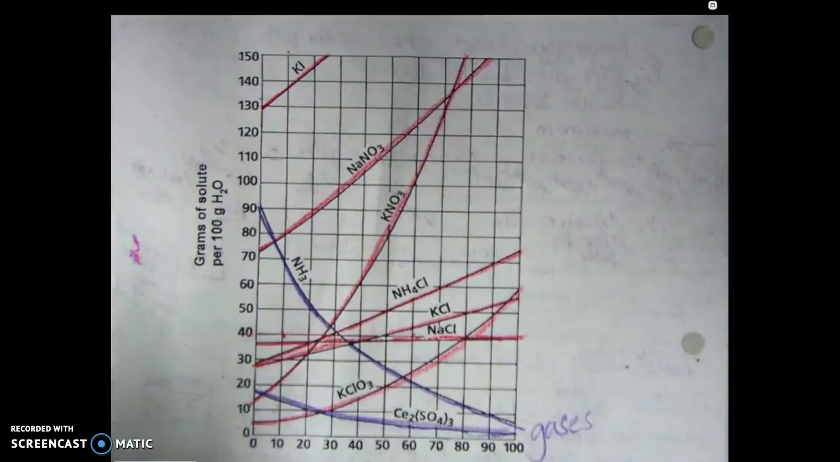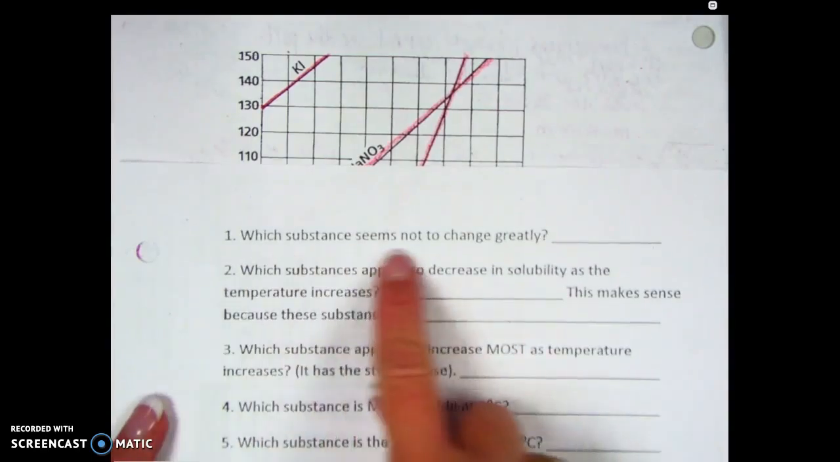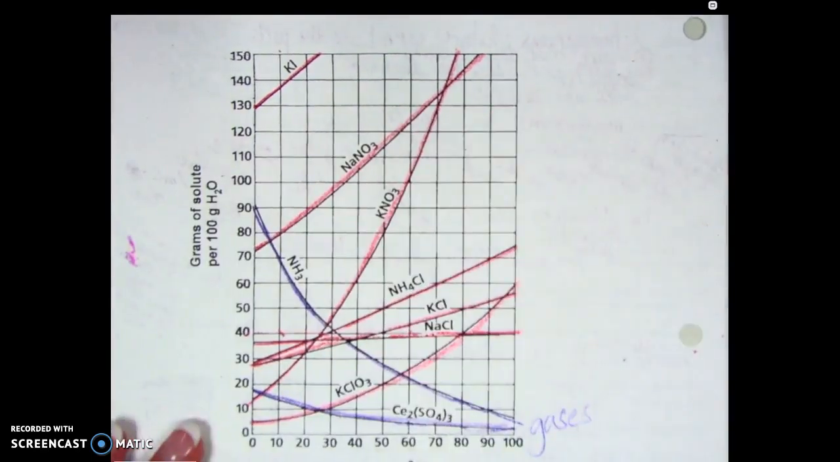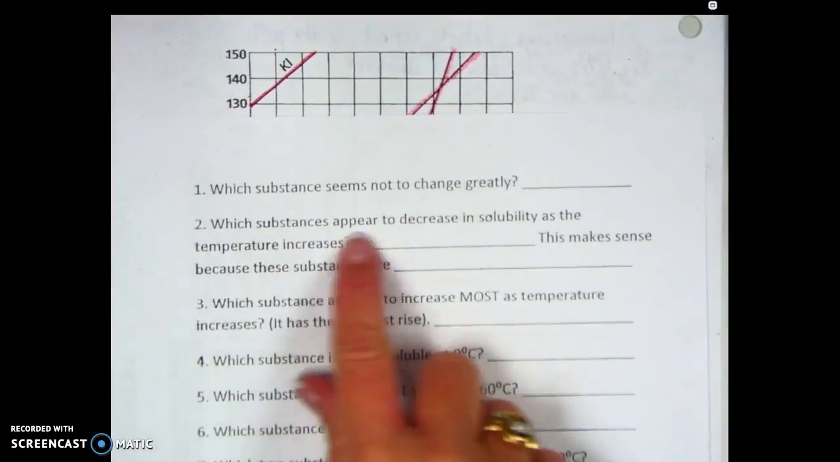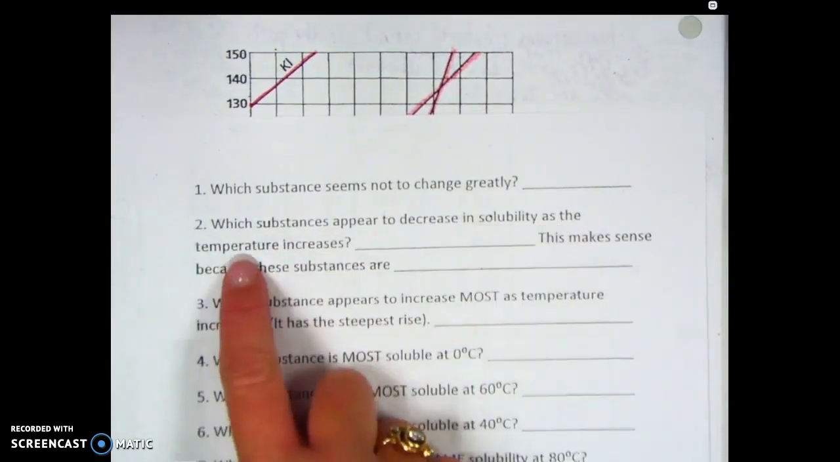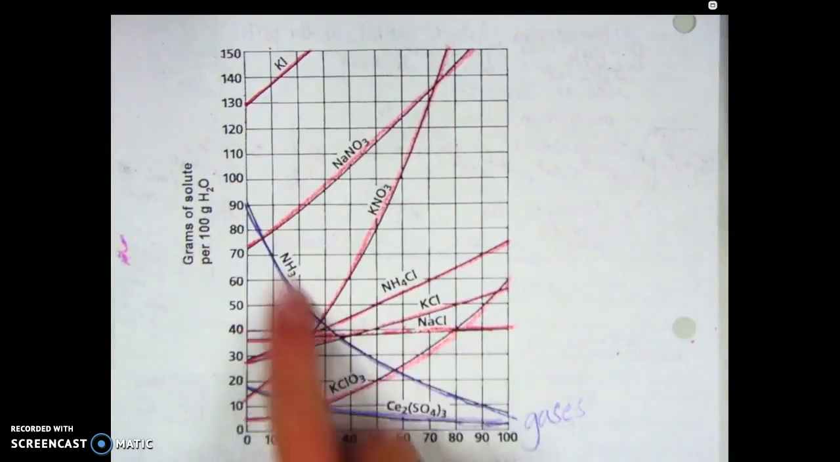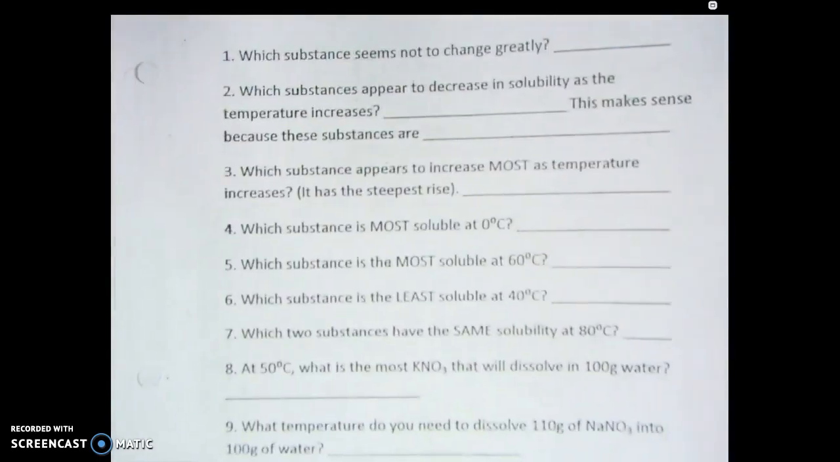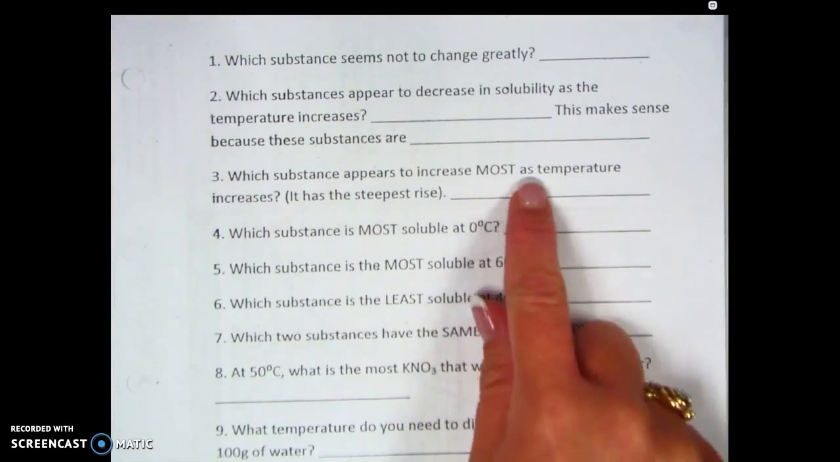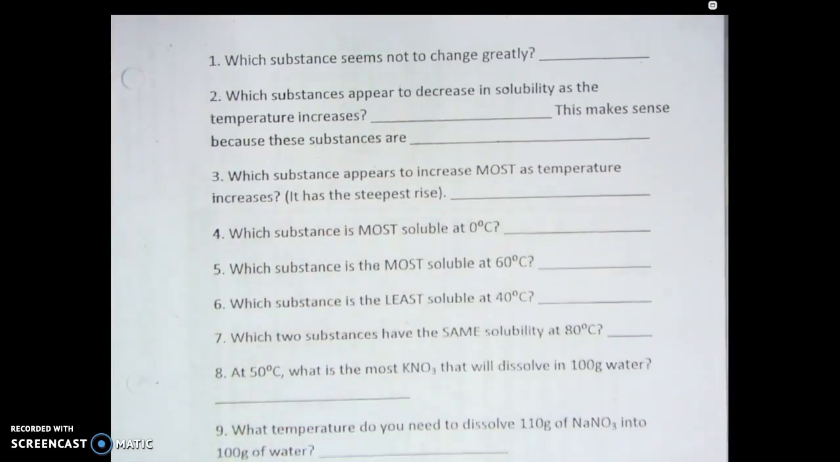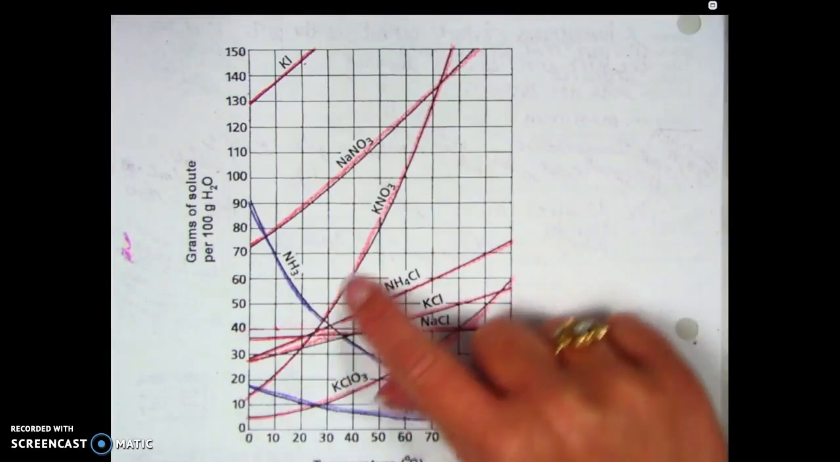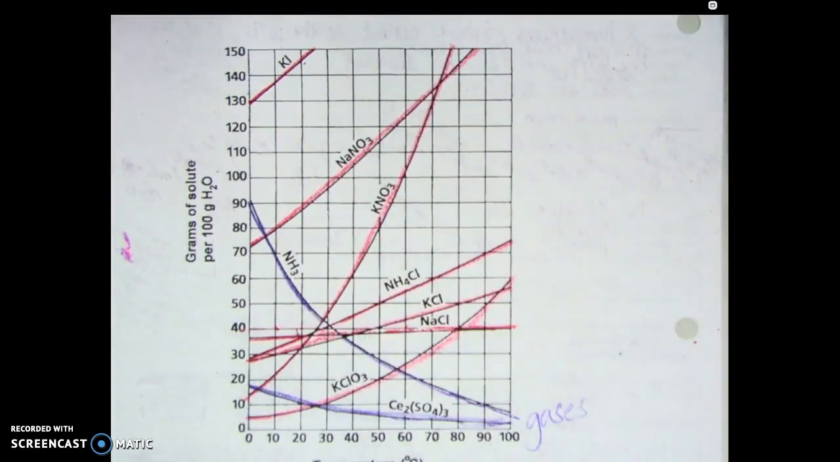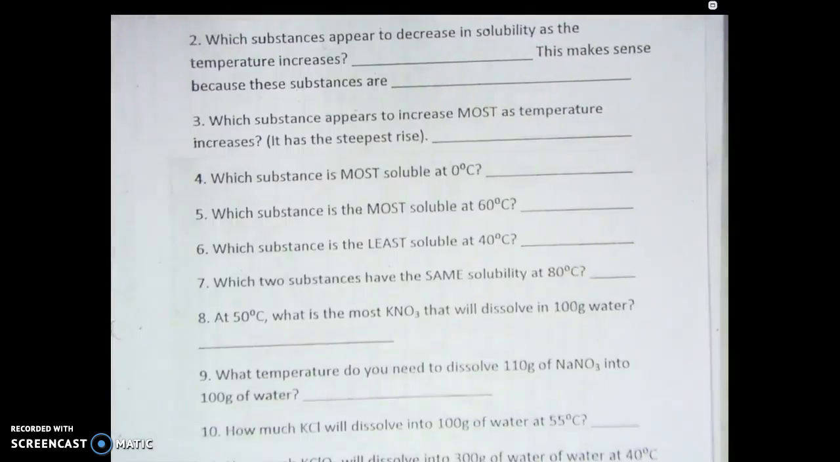So in our homework, which substance seems not to change greatly? Which one doesn't change much out of these? It would be the NaCl. Which substances appear to decrease in solubility as the temperature increases? That would be our two gases, ammonia and cesium sulfate. Which substance appears to increase the most as temperature increases, so that it would have the steepest rise? Our potassium nitrate. Alright, and so for your homework, what we were doing is just answering these questions.